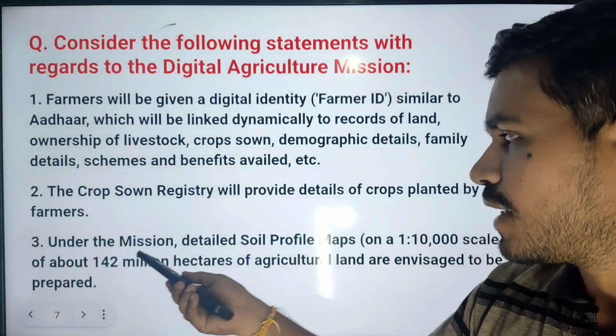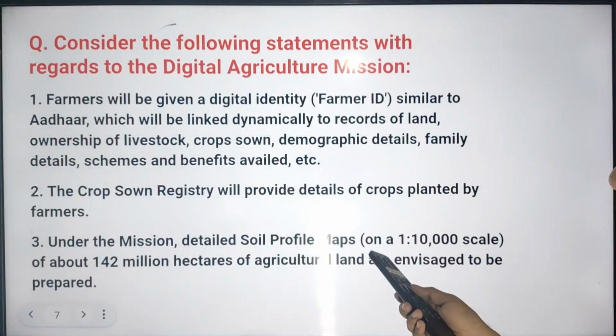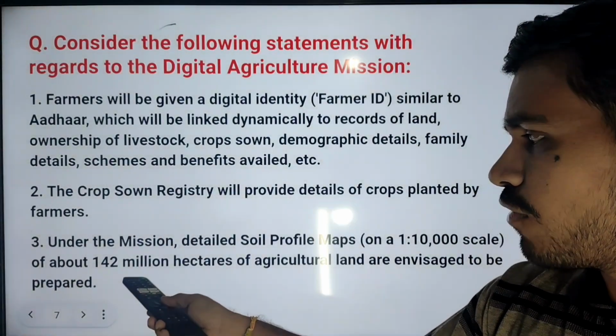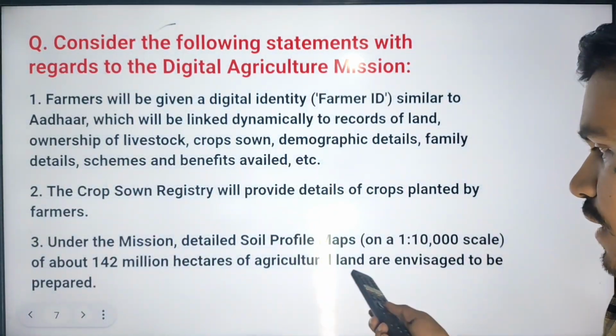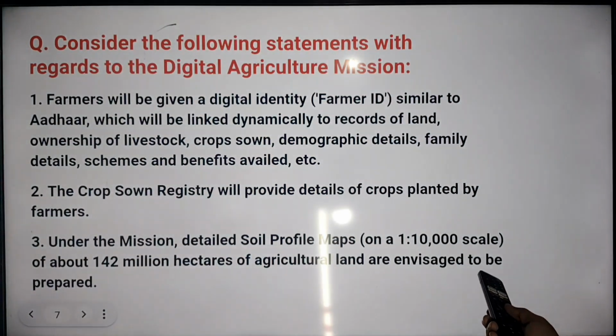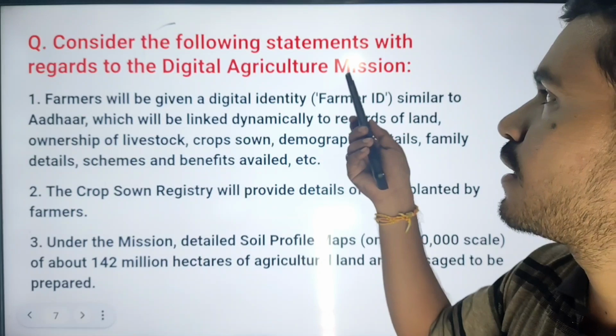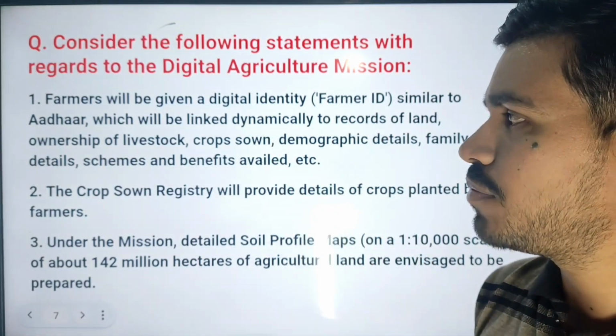And third one, under the mission, detailed soil profile maps on a 1:10,000 scale of about 142 million hectares of agricultural land are envisaged to be prepared. So which of the following statements regarding the Digital Agriculture Mission are correct? All these statements are correct.